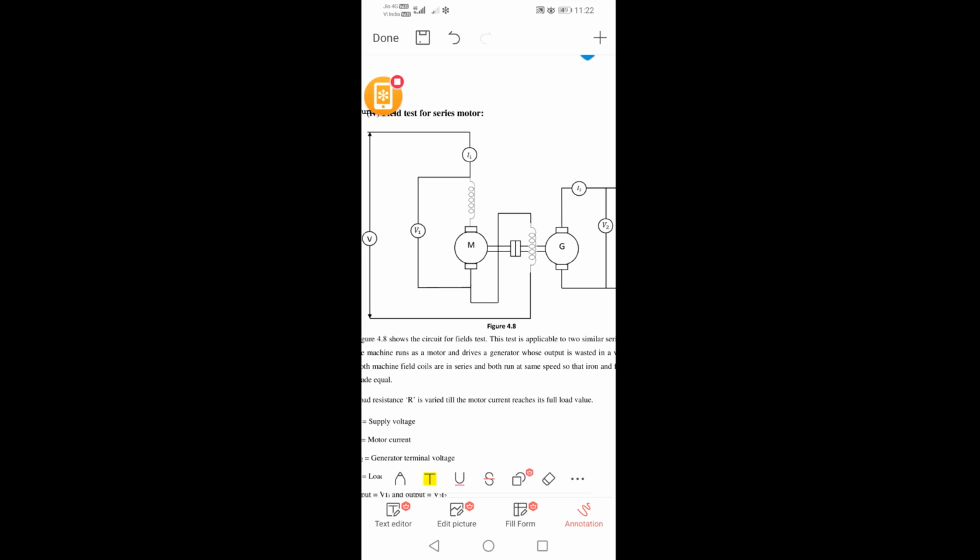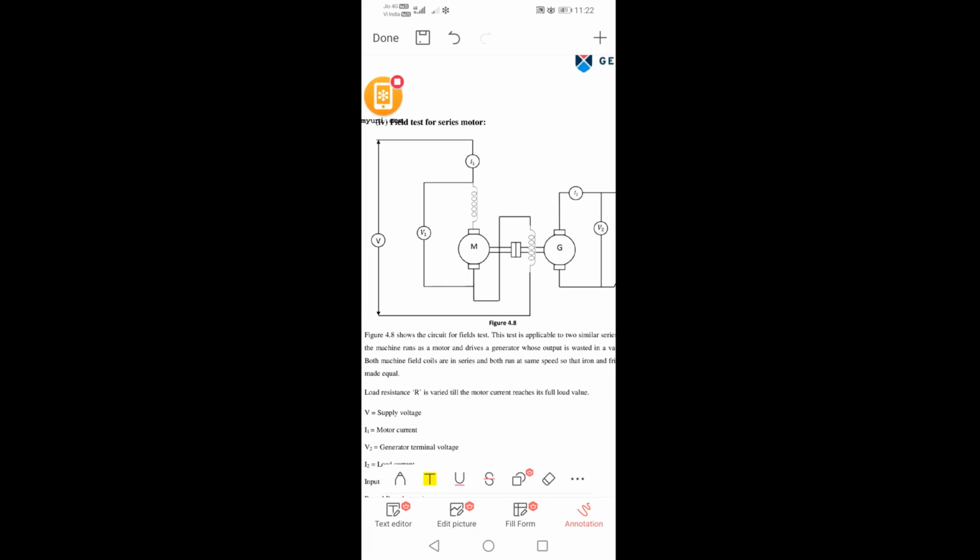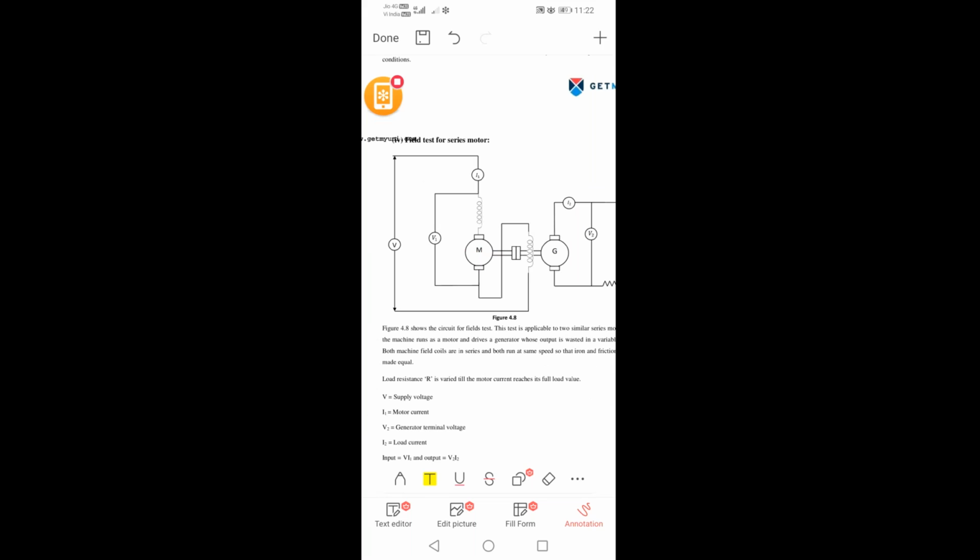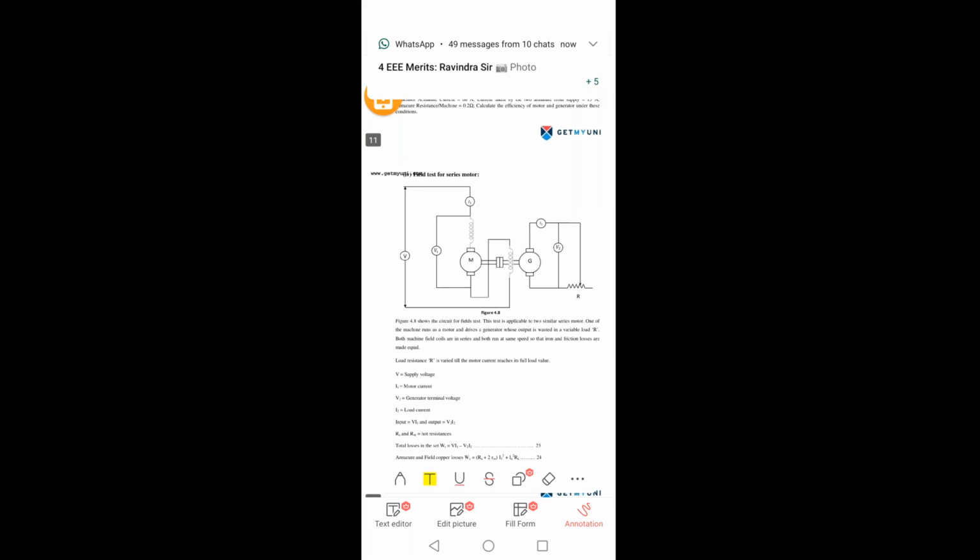Now this test is applicable to two similar series motors. Here we are considering two similar motors. One is acting as a motor, another one is acting as a generator. సో ఇక్కడ మీరు అబ్జర్వ్ చేస్తే ఎక్కడన్నా రెండు డివైస్ కనుక కంబైన్డ్ గా వర్క్ చేయాలంటే దే హ్యావ్ టు బి ఈక్వలెంట్ పారామీటర్స్. అంటే ఈక్వలెంట్ పారామీటర్స్ అంటే సేమ్ వోల్టేజ్ ఉండాలి, సేమ్ స్పీడ్, సేమ్ కరెంట్, సేమ్ అవుట్పుట్ పవర్. సో ఇఫ్ the two devices have the same ratings, then only we can consider the test. Otherwise we can't conduct the test here, right?